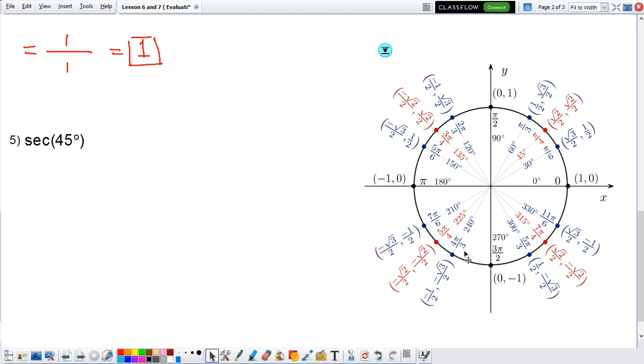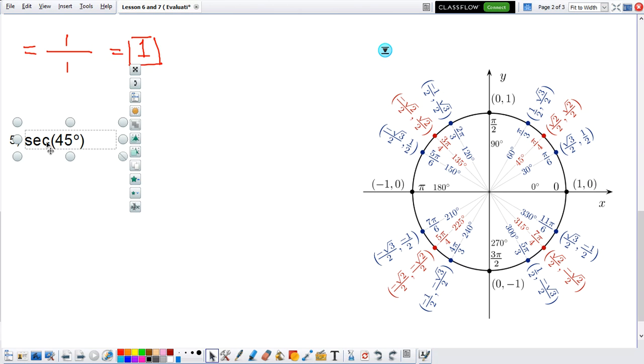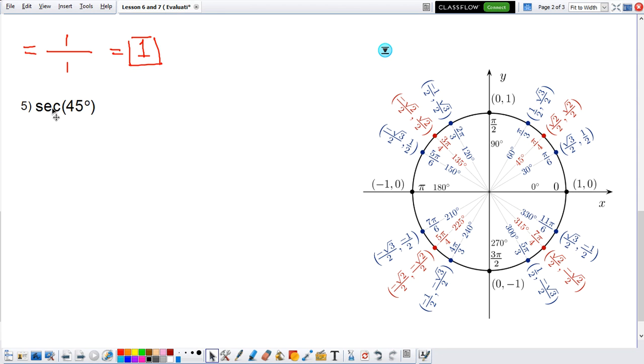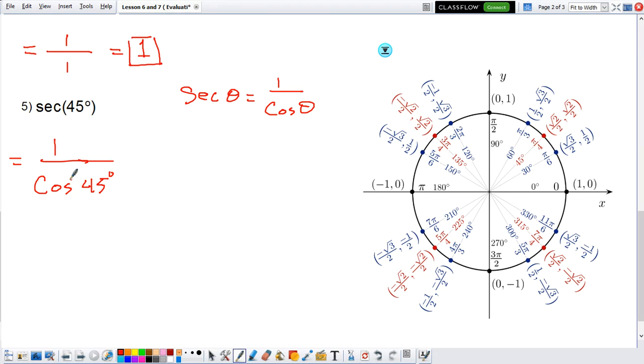So now one more example before we go. So now let's see the secant of 45. Secant, I know that secant is the same as 1 over cosine. So now this becomes 1 over the cosine of 45. So now let's see, what is the cosine of 45?